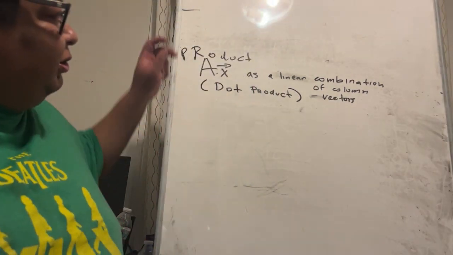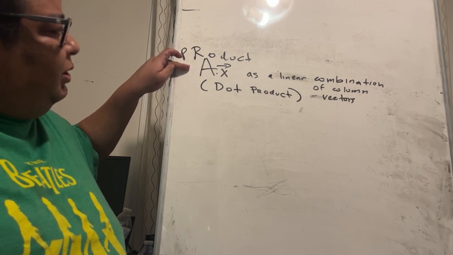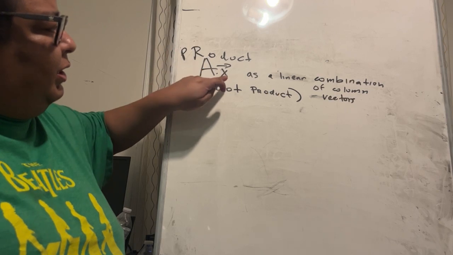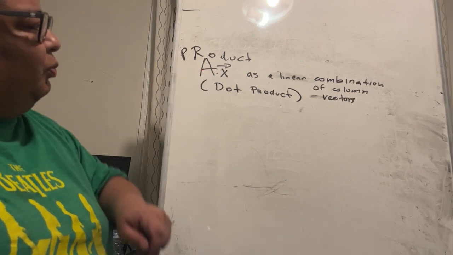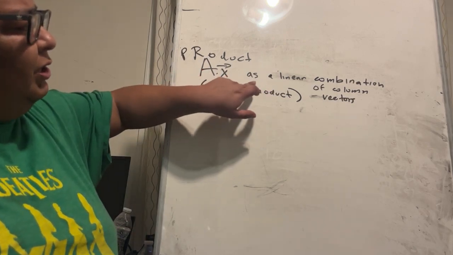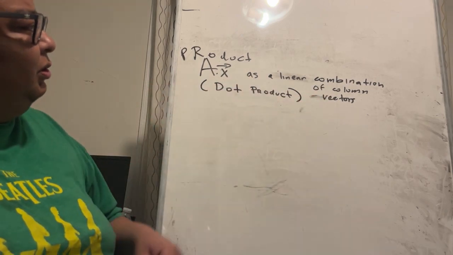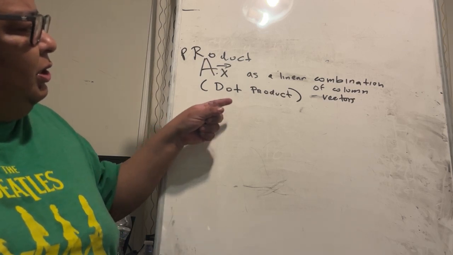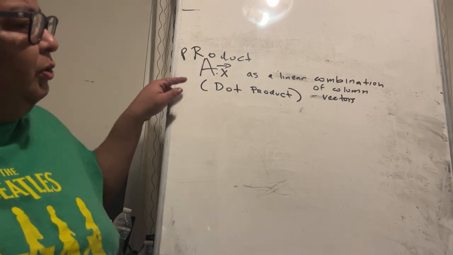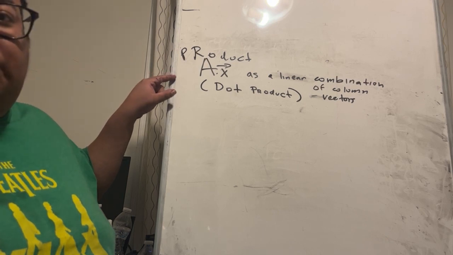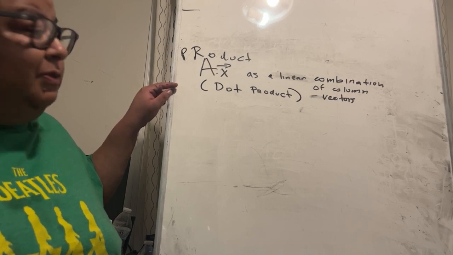In this video, I'm going to talk to you about the product Ax, where A is a matrix and x is a vector. I'm going to talk about what it means to be a product. We will learn that it's called a linear combination of column vectors, and the product is always a dot product. This is a very important concept in linear algebra, and you're going to see it many times.